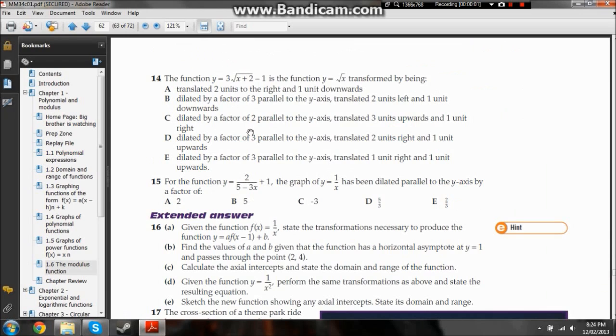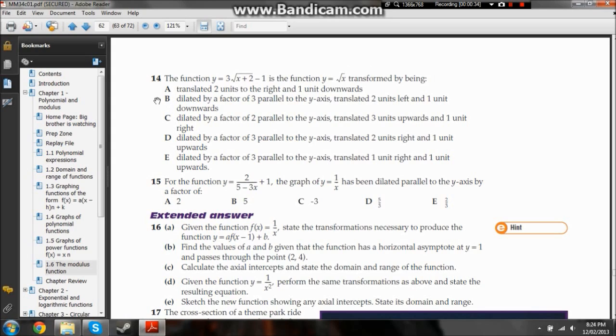Question 14 asks, the function y equals 3 times the square root of x plus 2, take 1 is the function y equals the square root of x transformed by being. Now with these questions, I always just go read A, see if it's right, read B, see if it's right, go down like that, just because there's no other real way to do it. So A asks is translated 2 units to the right and 1 unit downwards. Well, it's not going 2 units to the right, and it is going 1 unit down, but no, it's not A.